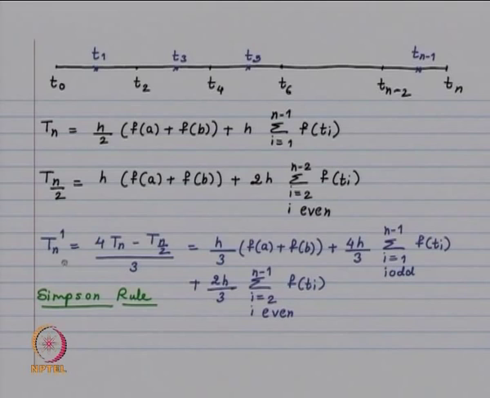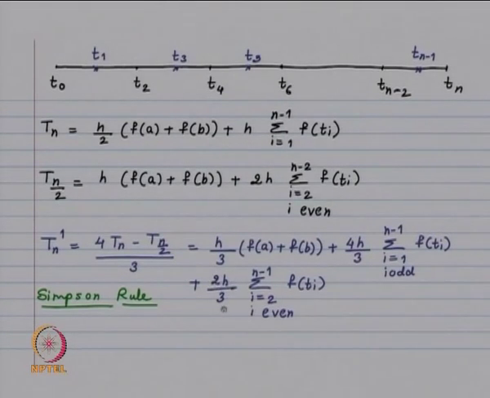Our t n 1 is 4 times t n minus t n by 2 divided by 3. So, here you are multiplying by 4 and then subtracting. So, that will give you h by 3 times f a plus f b plus odd terms, they are going to come only from here. So, that is why you have 4 h by 3 summation i goes from 1 to n minus 1, i odd, f t i, plus there are even order terms here, even order terms here. You are multiplying this by 4 and then subtracting this and dividing by 3.